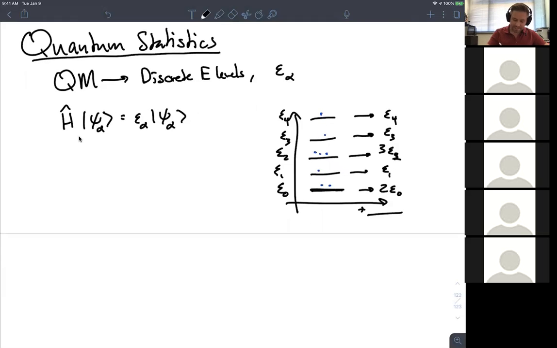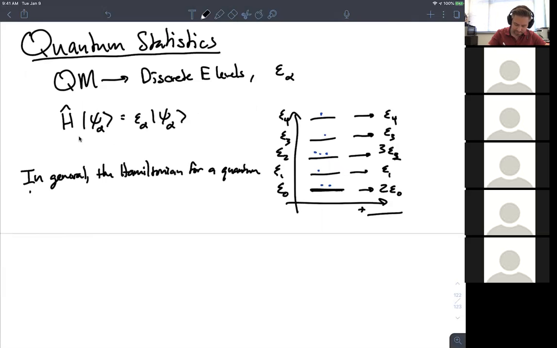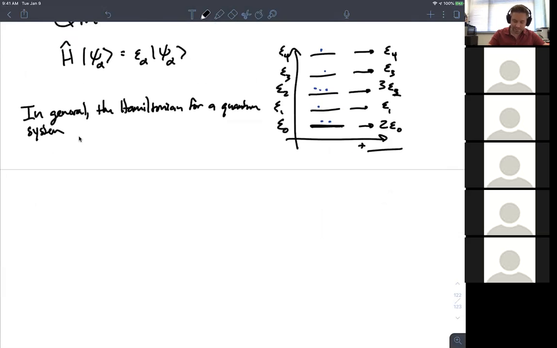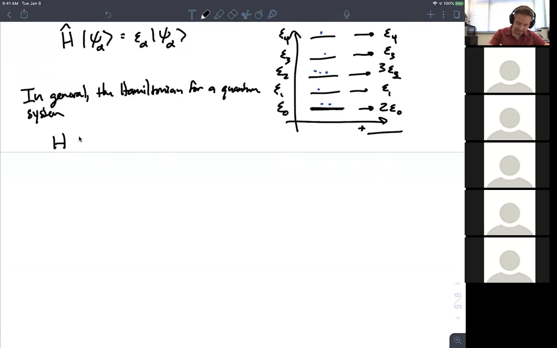In other words, in general, the Hamiltonian for a quantum system, you can always write like this. So it's H hat is equal to the sum of E alpha n alpha hat, summed over all alpha. Now, what is n alpha hat? So n alpha hat is what's referred to as the number operator.